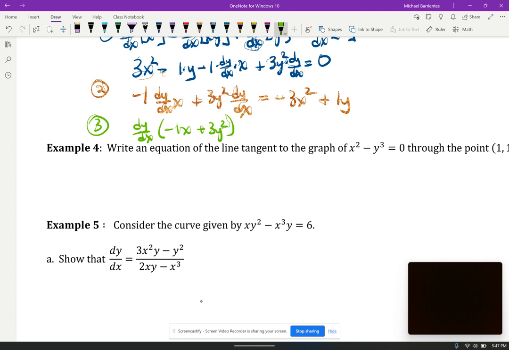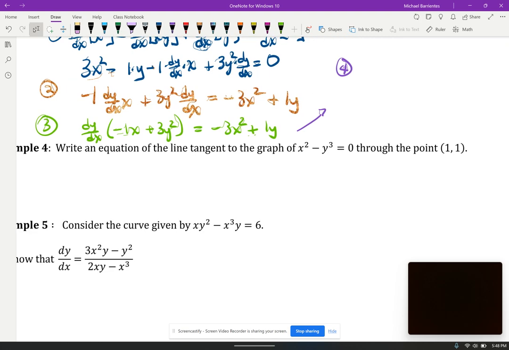If you don't want to write the 1, you can just say minus x or negative x. And then on the other side, that stays the same because there is no dy dx to factor out. Also, if you want to just write a plus y, not a plus 1y, you can do that as well. Great. Now the last step is divide both sides. I'm trying to get dy dx by itself. So divide both sides by the parenthetical expression.